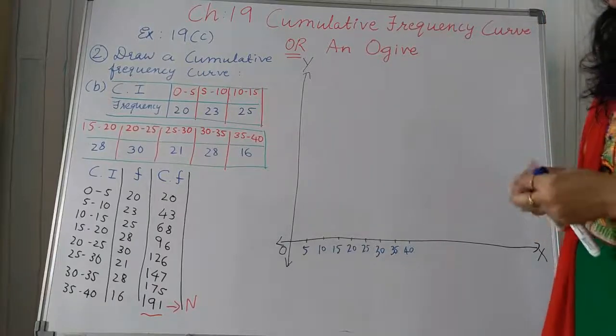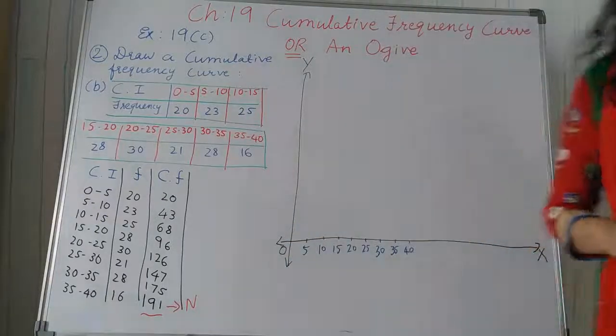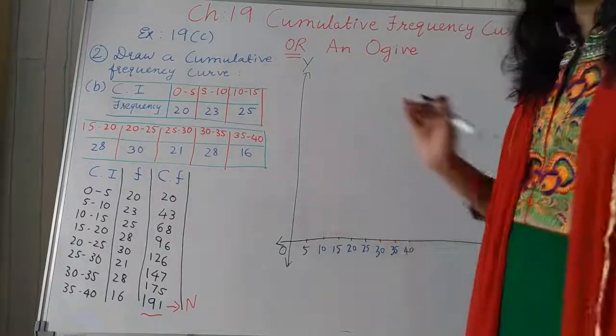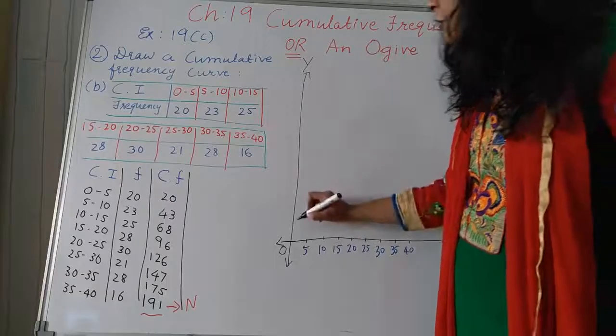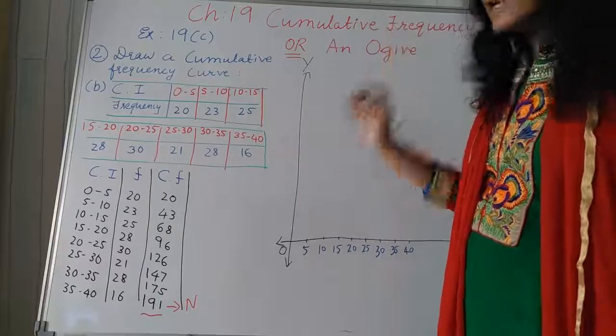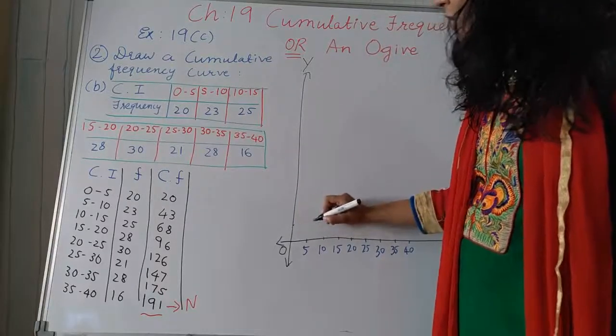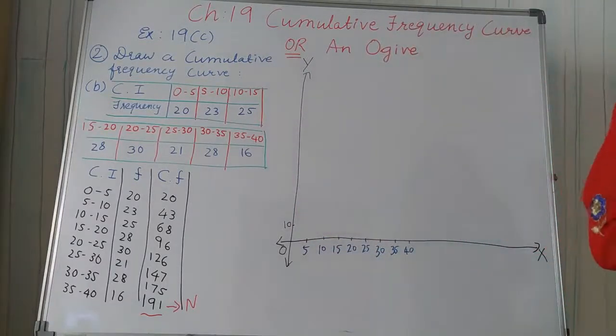Now we have to check the CF up to 191. So what scale do we have to choose on the y-axis, because on the y-axis we are going to take cumulative frequencies. So here 20, 43, 191. So we have to take up to 200. Correct? So I will take 1 centimeter is 10. I think it will easily come on your graph book up to 200. Correct? So taking like this, 10 centimeters gap.